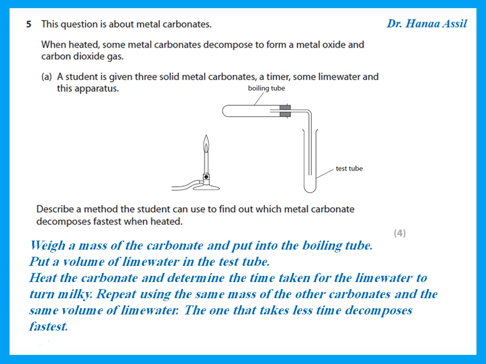Then I'm going to heat the carbonate and determine the time taken for what? Remember that lime water turns milky when carbon dioxide passes through it. So I heat the carbonate and determine the time taken for the lime water to turn milky. Then I can repeat the same thing with the same mass of the other carbonate. So I weigh 5 grams again of the other carbonate using the same volume of lime water. And the one that takes less time is the one that decomposes fastest.